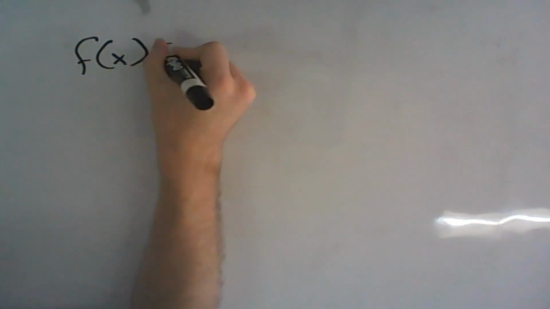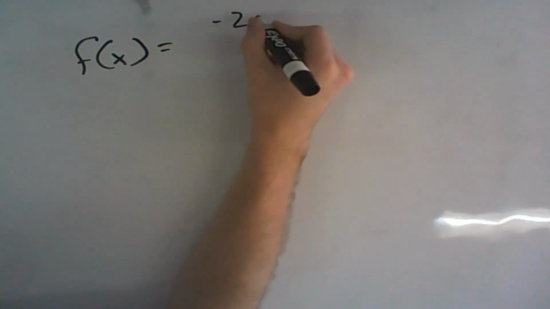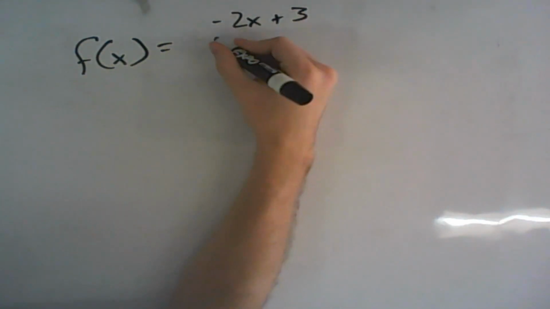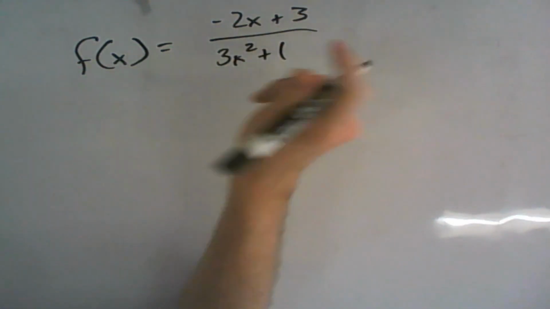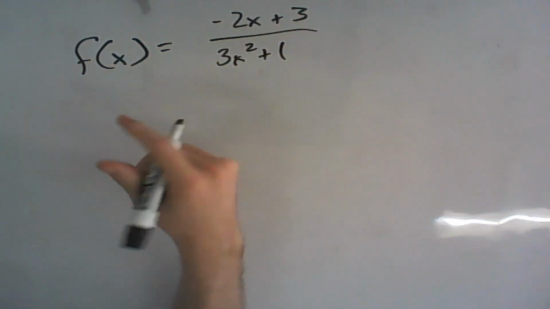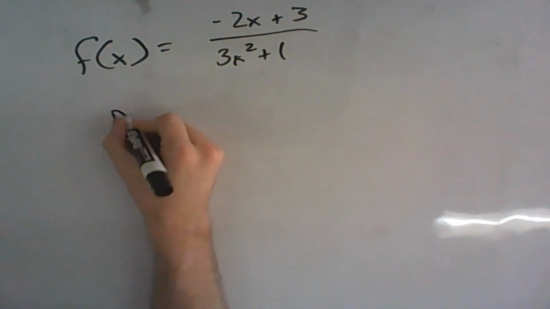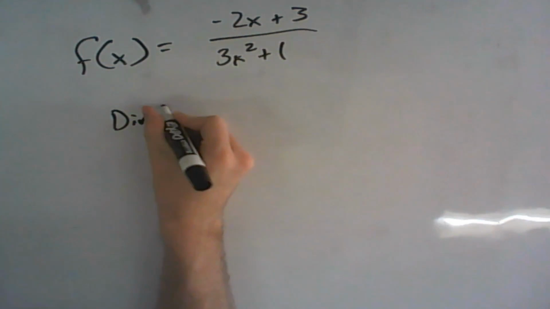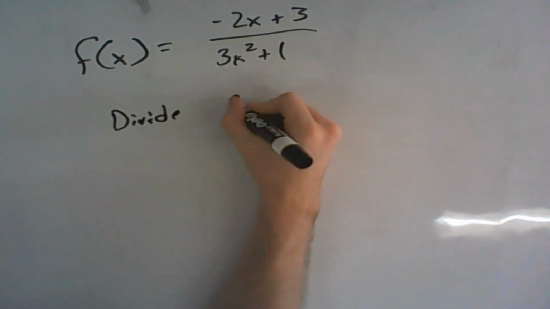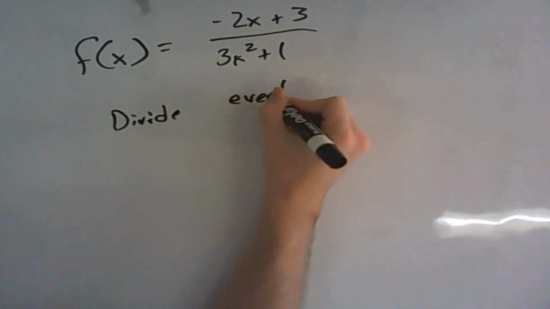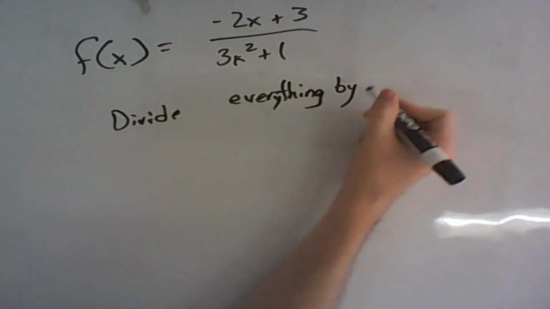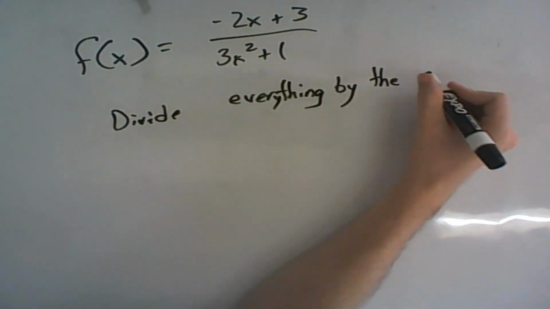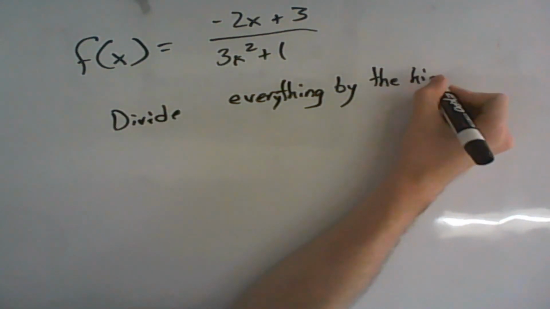So I'm going to do f of x. We're finding the limit of negative 2x plus 3 over 3x squared plus 1. How we solve this, guys, is the first step is we need to divide everything by the highest power of x.